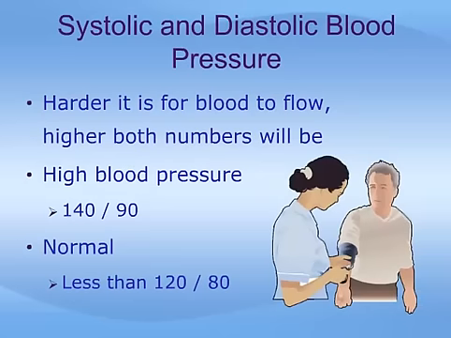Blood pressure is measured in units of millimeters of mercury, or mmHg, and is represented by 2 numbers. Systolic pressure, the higher number, is the pressure of the blood flow when the heart beats or pumps, while the diastolic pressure, the lower number, is the pressure of the blood flow between heartbeats when the heart rests. The harder it is for blood to flow, in other words, the narrower the arteries are, the higher both numbers will be. In adults, high blood pressure is defined as a systolic pressure of 140 or higher over a diastolic pressure of 90 or higher. Normal is considered to be a blood pressure of less than 120 over 80.